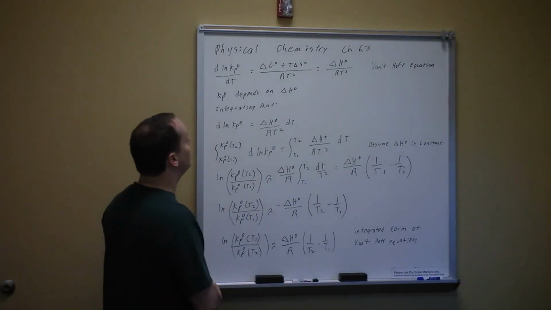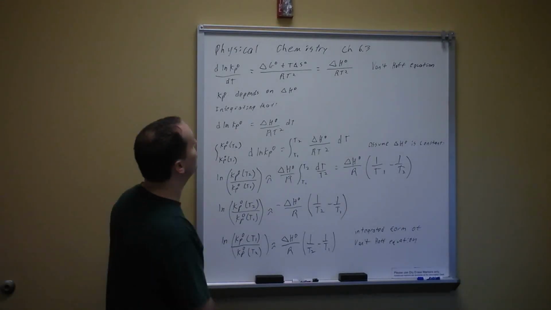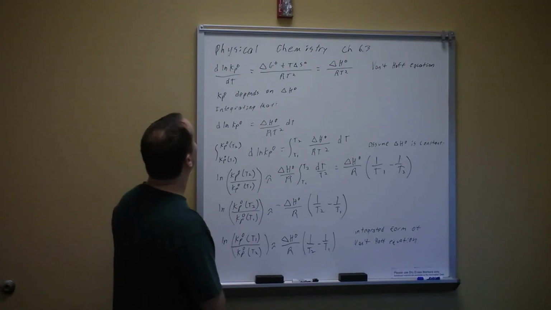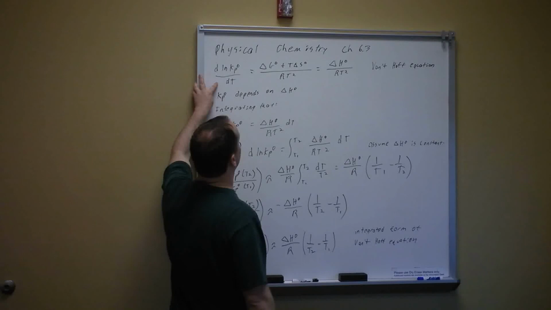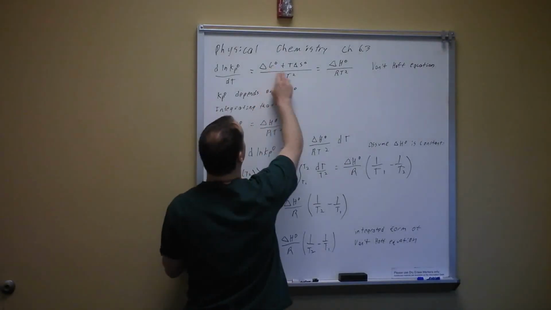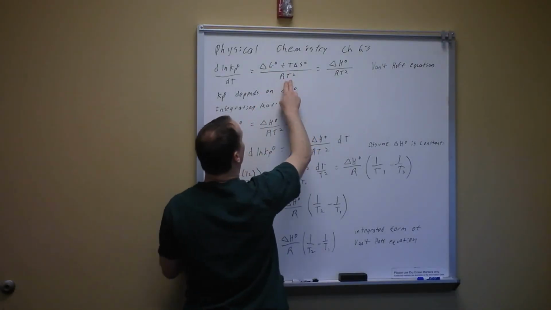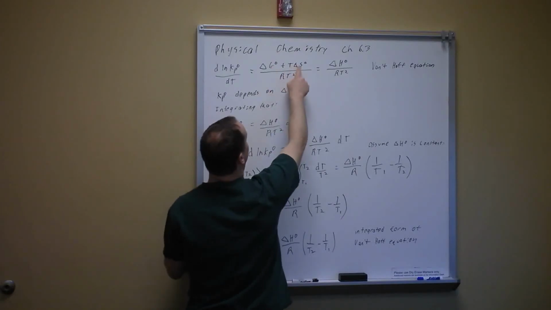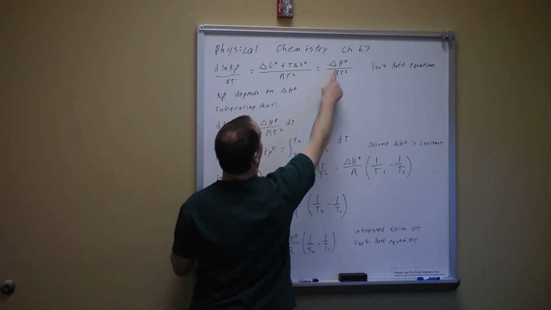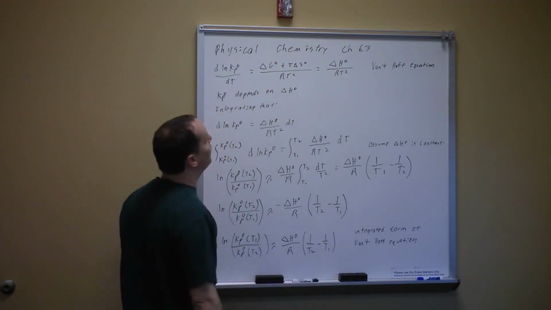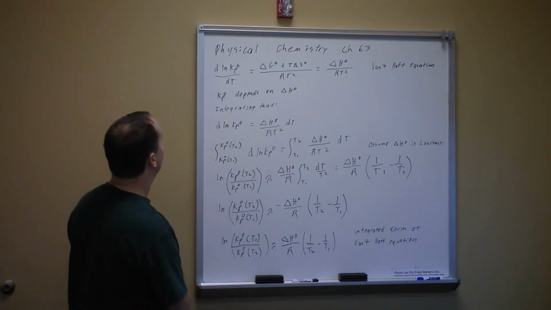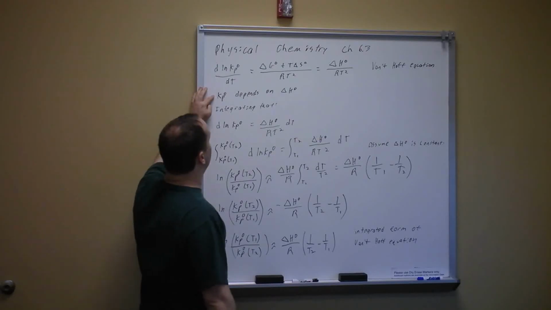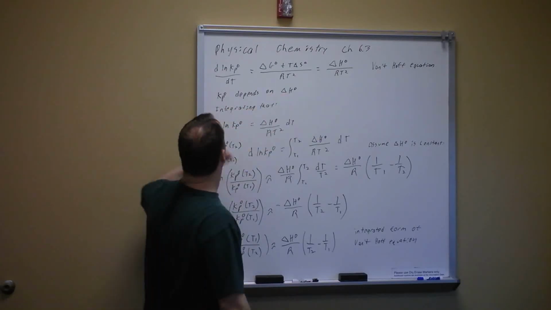Continuing on Physical Chemistry, Chapter 6, Section 3 now. So we end up with the derivative of the natural log of Kp naught with respect to temperature equal to delta G naught plus T delta S naught over RT squared. And remember, delta G plus T delta S is delta H. So we just get delta H naught over RT squared. That equation is called the Van't Hoff equation. And this shows us that Kp naught is dependent on delta H naught.